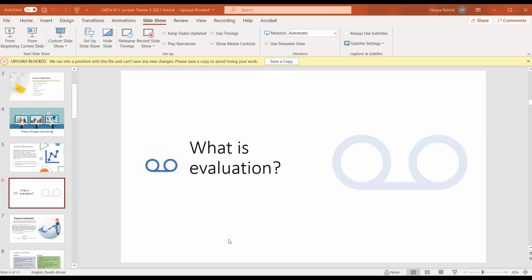Okay, for me, evaluation, I would say it's data and information that informs strategic decisions for improvement of the program in the future. Thank you very much for that. I like the word you used. You talked about data for strategic decision, right? Okay, thank you very much for that.